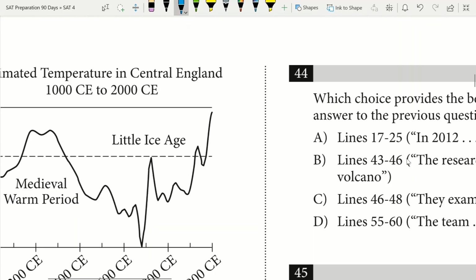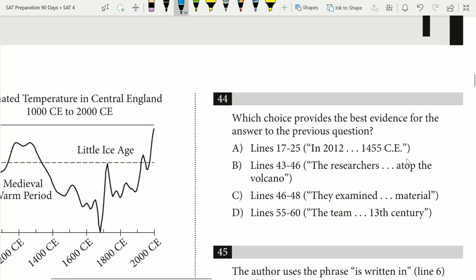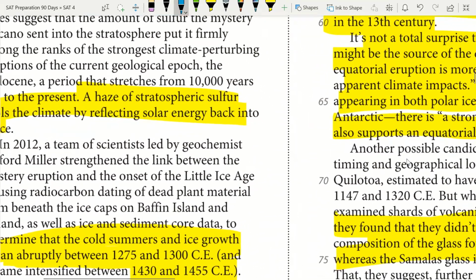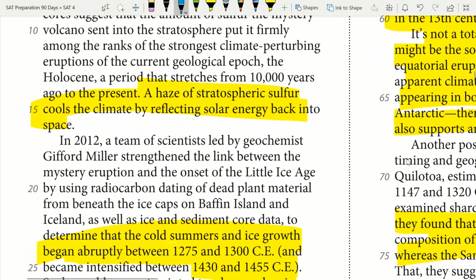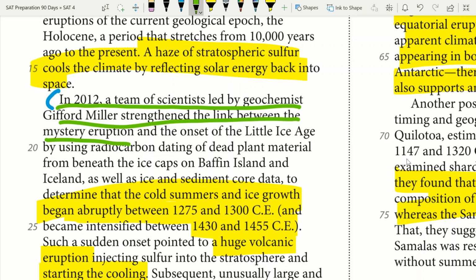All right, now we got 44, so which choice provides the best evidence for that previous answer. So we're going to look for where we start to make that transition from description of the little ice age to its cause. I believe it's going to be right around here. Let me take a look. So in 2012, this is kind of where we started to make this transition. I'm going to put it in green. So in 2012, a team of scientists led by geochemist Gifford Miller strengthened the link between the mystery eruption. Okay, so we're linking the mystery eruption and the onset of the little ice age. So that's its cause, right? The mystery eruption is its cause, and our event is the little ice age.